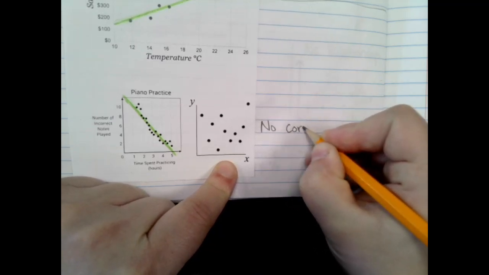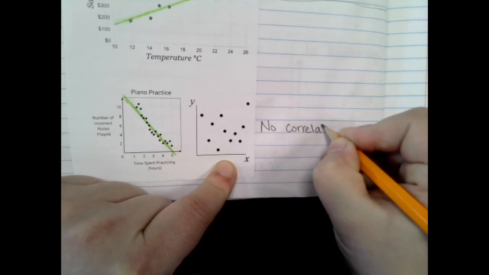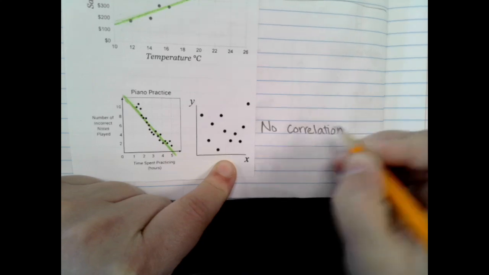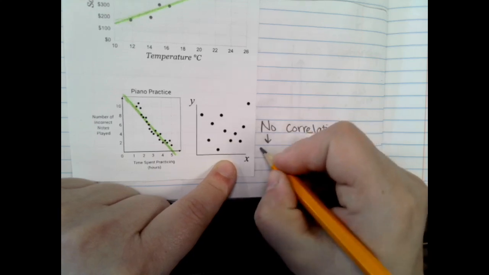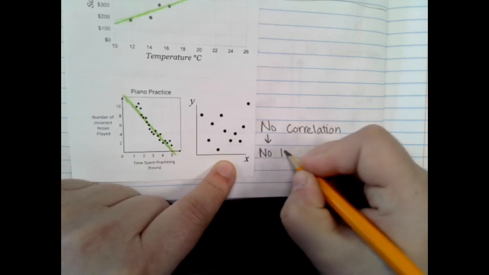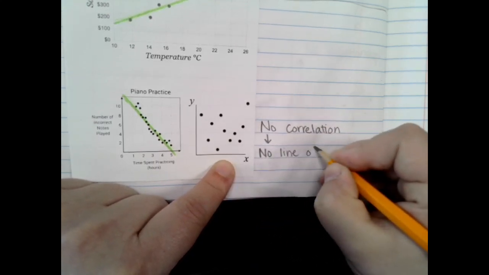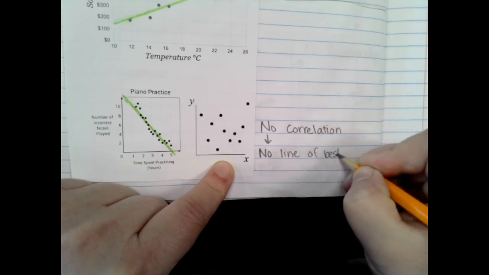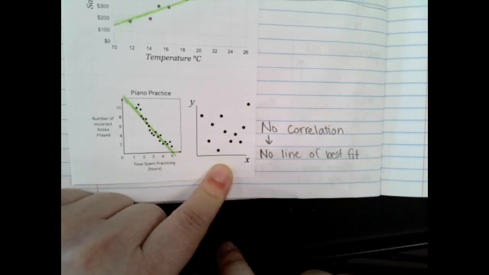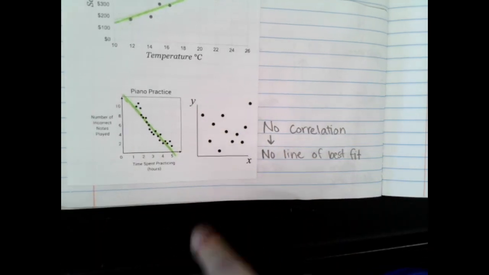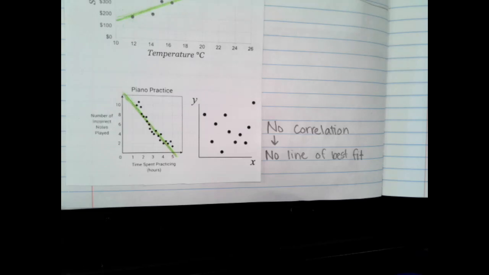If I was going to draw a line, that line wouldn't tell me where the next point is going because the next points are just random. They're everywhere. So if there's no correlation, that means that there's going to be no line of best fit. So on this one, we can't draw a line of best fit because there is no trend. It's all over the place.